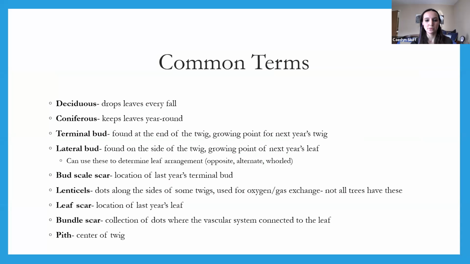Some of these common terms may be ones that you hear a lot, like the deciduous and coniferous. Deciduous, they drop leaves every fall. They're your oaks, maples, things like that. Coniferous, those are the evergreens. They keep their leaves. They don't have that cycle of dropping their leaves and regrowing them.